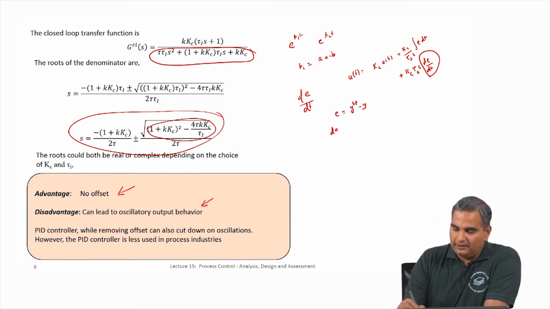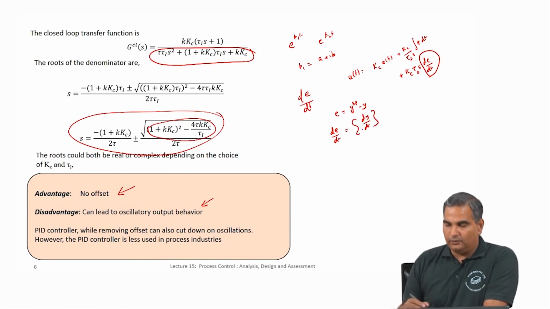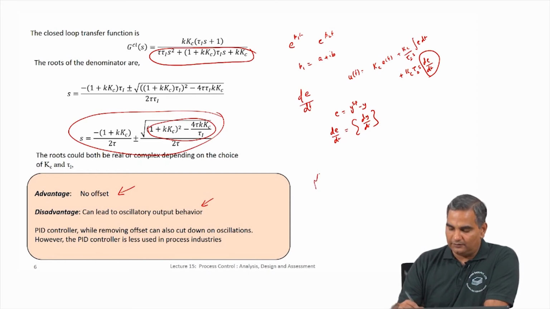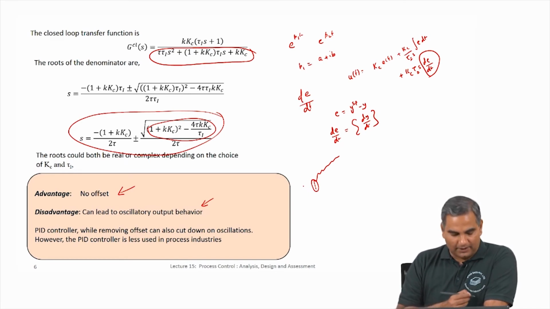So, dE/dt basically also requires you to calculate dy/dt. Now, dy/dt is basically computed by measurements, and typically whenever you have a sensor in a process industry, the measurements are likely to be noisy. So if you have some noisy measurement like this, dE/dt might create all kinds of robustness problems. So that is part of the reason why PID controllers are not used too much in process industry.